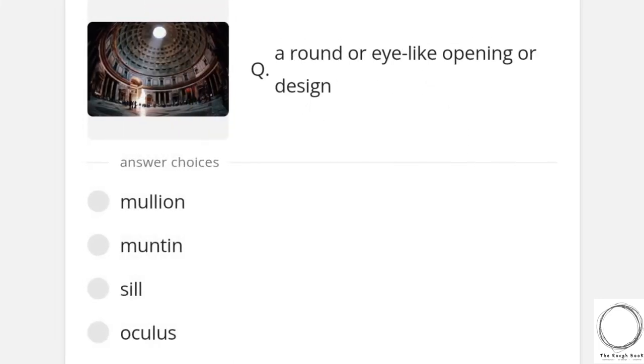Moving on to the next question, a round or eye-like opening or design. If you can look at the image at the left hand side corner, and the options are melon, mitten, sill and oculus, and the right answer is oculus.